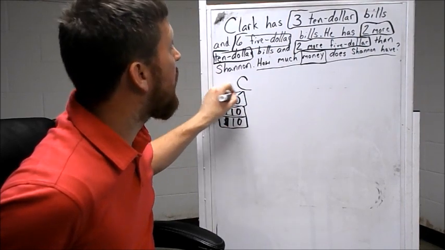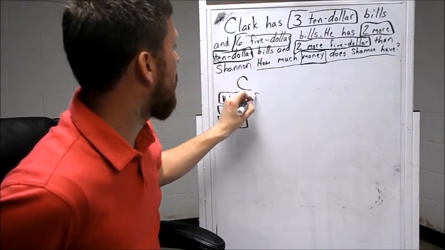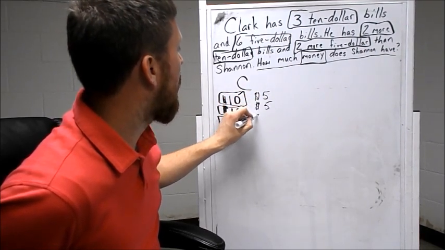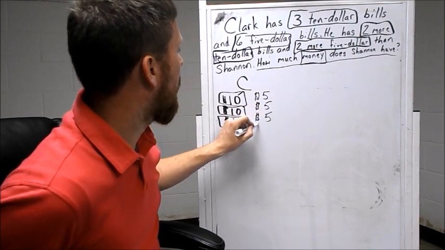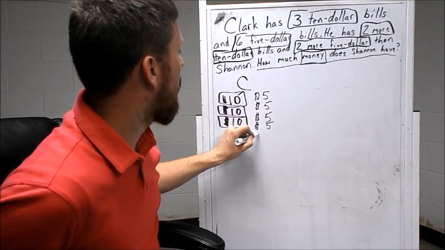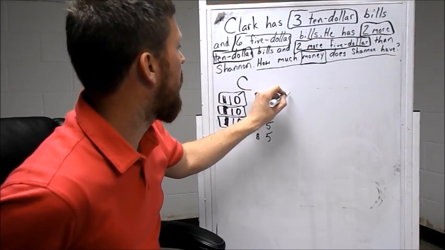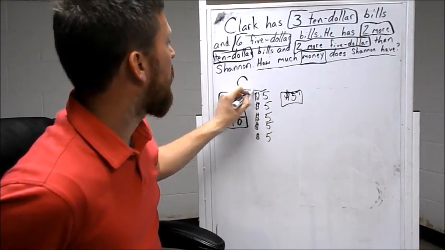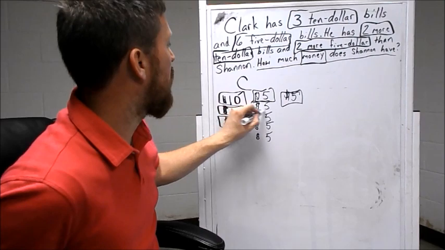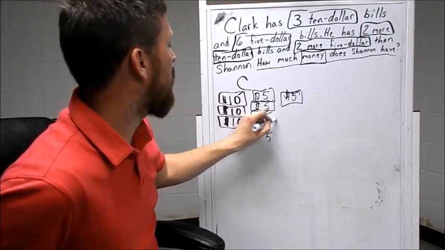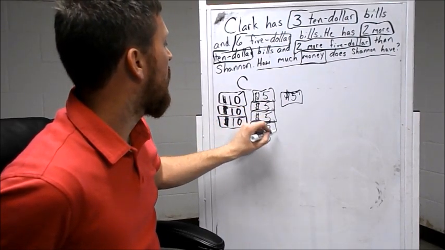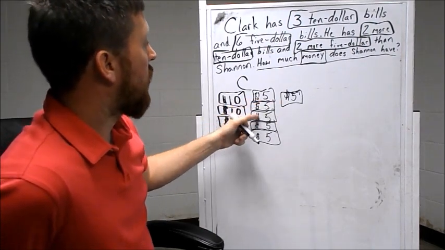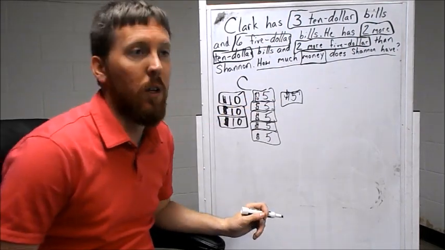And now it says that he has 6 $5 bills. 5, 5, 5, 5, 5, 5. Sorry, it's getting a little sloppy, but I'm trying to make this where you can see it. There are his 6, 1, 2, 3, 4, 5, 6 $5 bills.